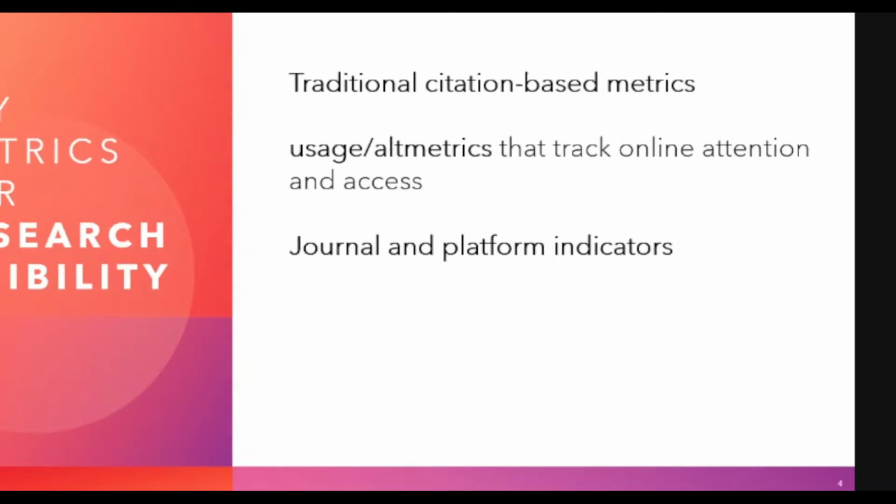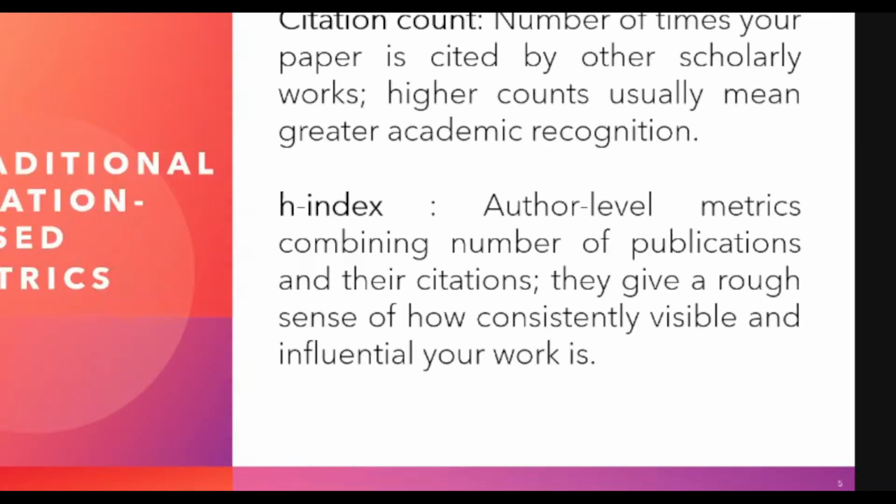So how do you measure? We call them metrics. The first is traditional citation-based metrics. The second is usage and altmetrics that track online attention and access. Then journal and platform indicators. Now see the first one, traditional citation-based metrics. That's citation count, where you can find the number of times your paper is cited by other scholarly works. Higher counts usually mean greater academic record. That means if your work is very popular, many people refer to your work.